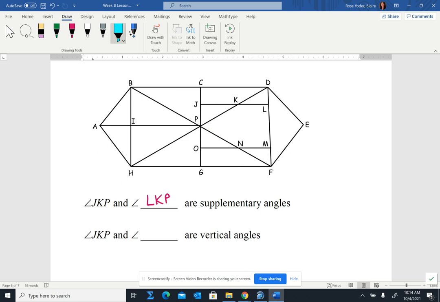All right, then we want our vertical angles. So remember, vertical angles come from two intersecting lines. We're looking for an X. So I have JKP. I want the angle opposite it. JKP goes with angle DKL. Notice for both of these, the middle letter is the same as the original, the vertex. Especially vertical angles, they share a vertex. So you need to make sure that those middle letters match up. Otherwise, you know that you did something wrong.